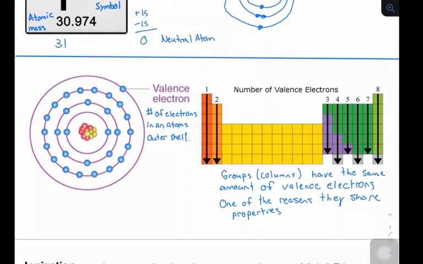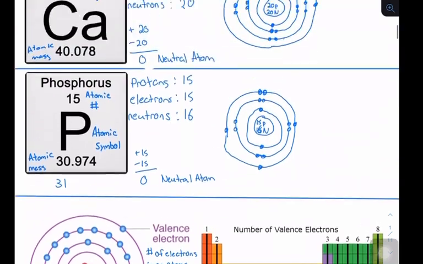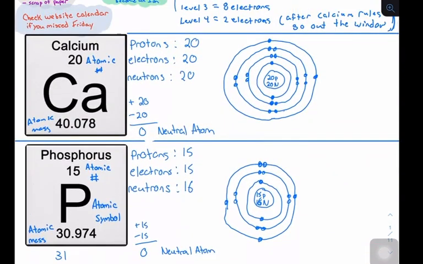Last thing we want to mention is a reminder about valence electrons. Valence electrons are the amount of electrons in an atom's outer shell. And so if we look to our first one, calcium, in calcium's outer shell it has 2 electrons, so it would have 2 valence.